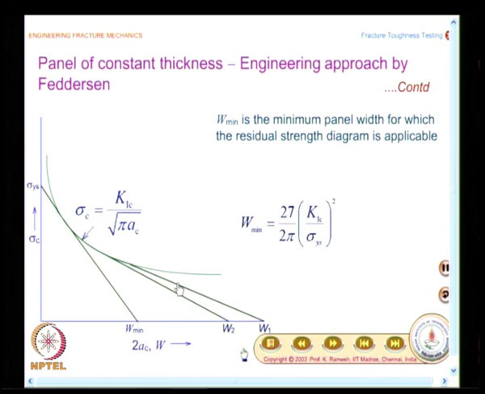You have to appreciate the concept, and you will find that there has to be a minimum panel width where you have only a straight line, and that dictates this. So, you need to have a panel longer than that. Once you understand it, constructing this diagram is fairly simple.